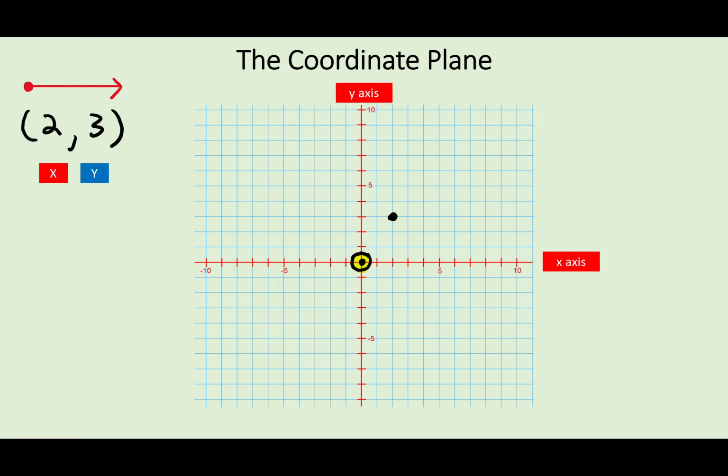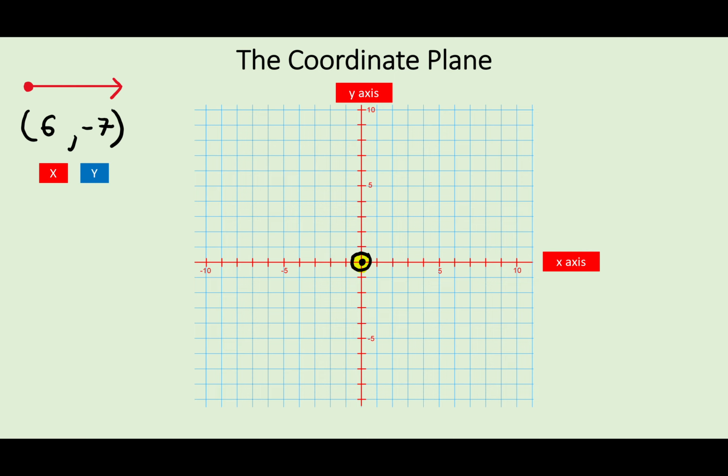Let's do another example. Now in this one, I have a negative 4 for my x. So that means instead of going to the right, as I have been in the other examples, I'm going to go to the left. So let's go 4 to the left. Perfect. And the y is going to be 3. 3 is positive, so I'm going 3 up. Perfect. So that means there's my point. Pretty straightforward.